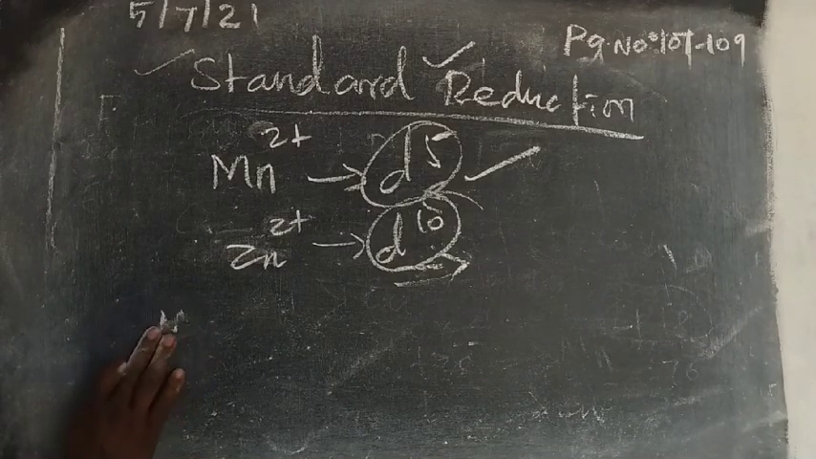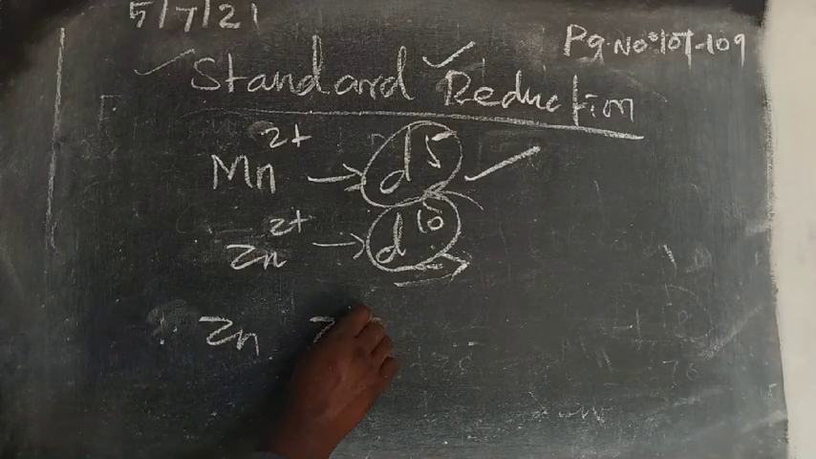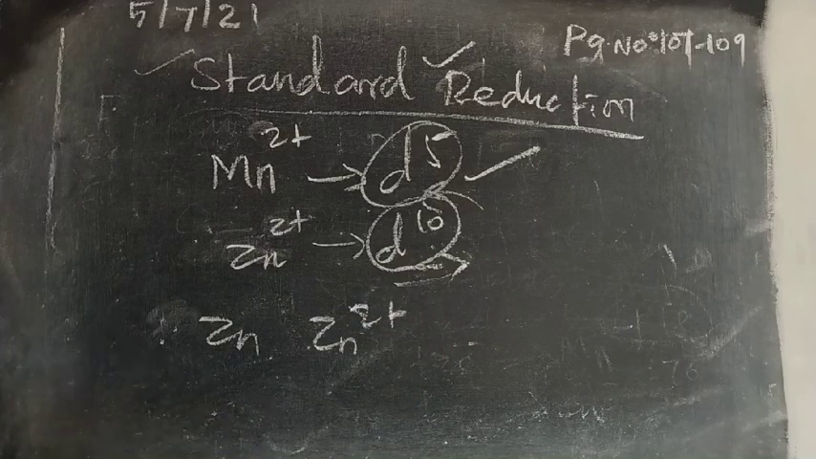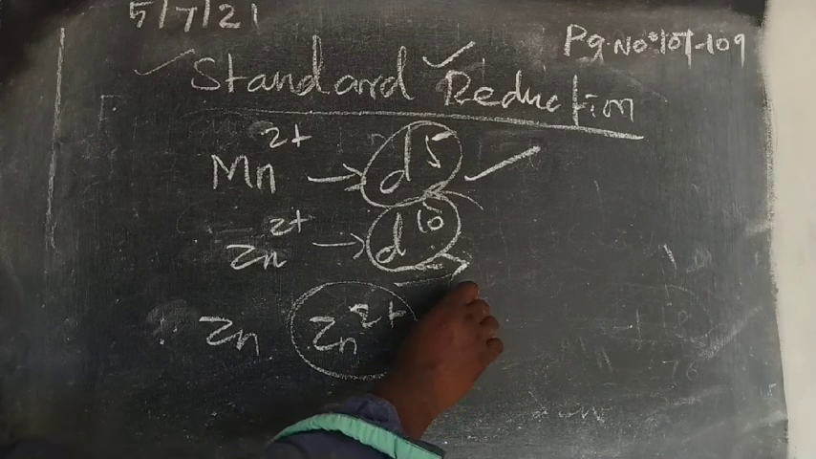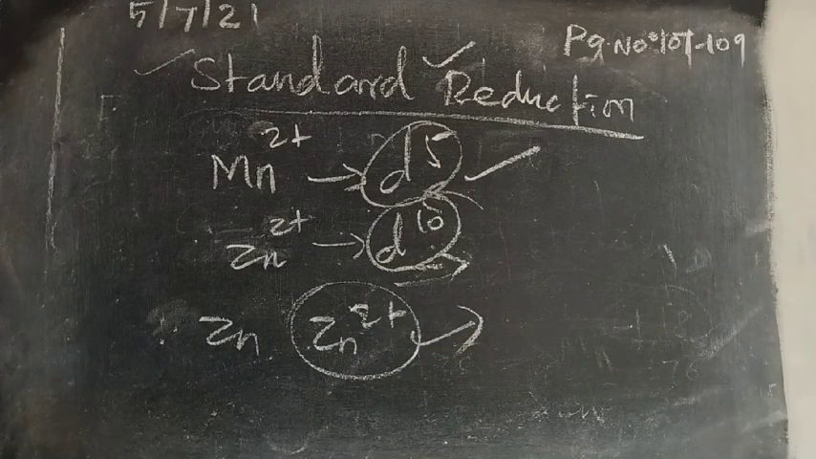If you compare zinc and zinc 2 plus, which is more ionized? Zn2 plus, that means the high oxidation state. Which has the more oxidizing property? Zinc 2 plus. So the high oxidation states have the tendency to act as an oxidizing agent. We can have one more example.